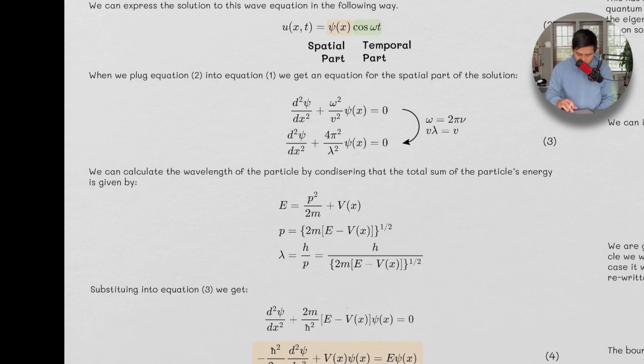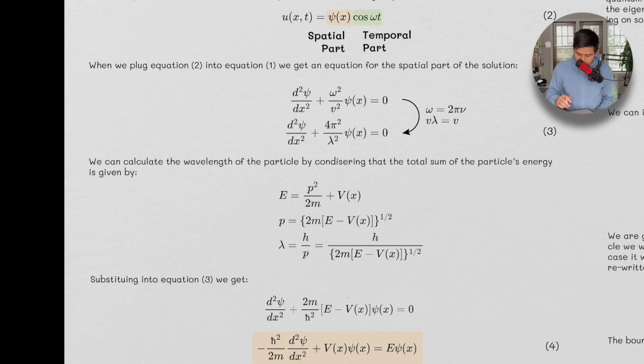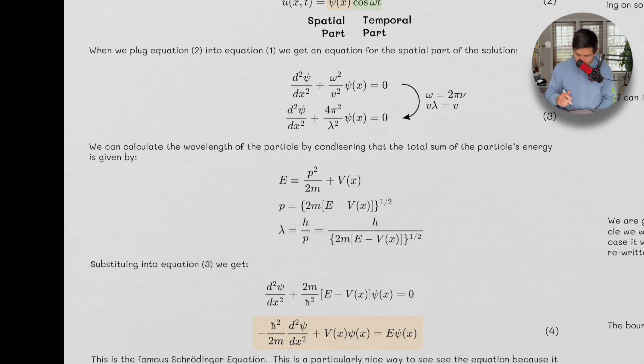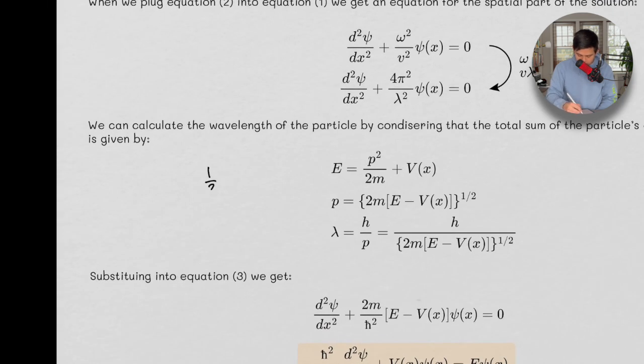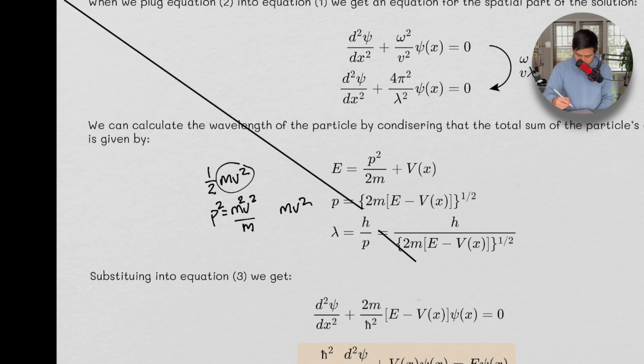All right, we can calculate the wavelength of the particle by considering that the total energy of the particle is given by this. This is kinetic energy. The reason this is kinetic energy, if you're not familiar, is that we get this from our 1/2 mv squared. If momentum p equals mass times velocity, we can see p squared is m squared v squared, and so then we divide by m. If we divide by m, we just get mv squared. So we have this part.